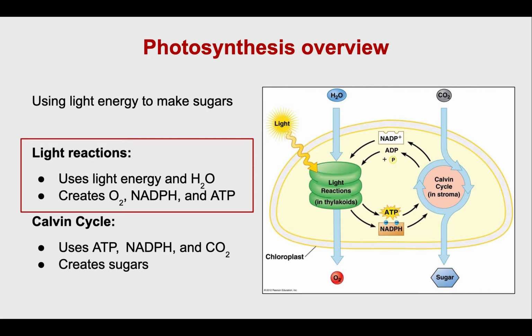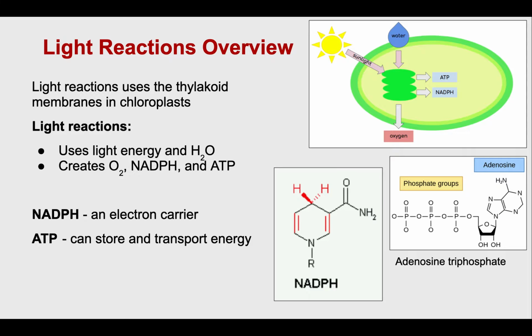We're going to start with the light reactions, because it's typically the first thing that the plant will do. We're using light energy and water to create oxygen, NADPH, and ATP, which we will define a little bit more clearly here. I did throw up the molecules here of NADPH and ATP.